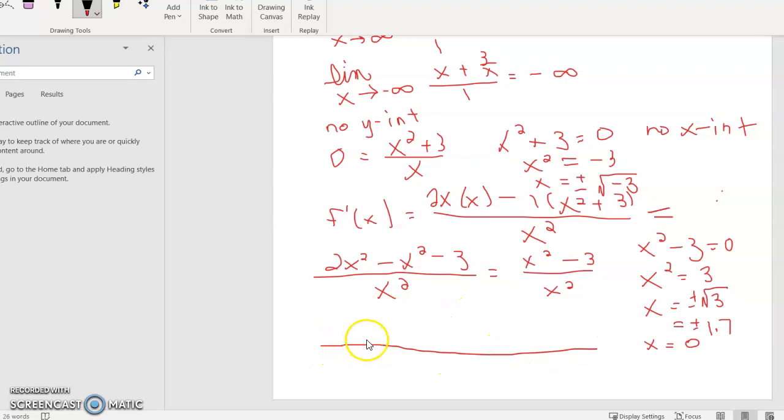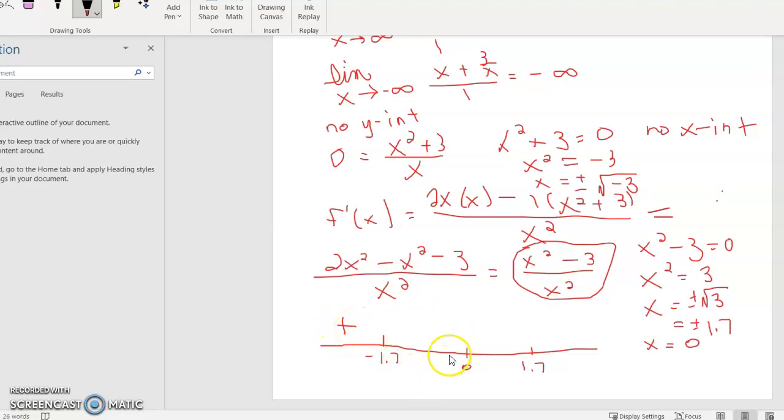So let's make our sign chart, and I'll put these in order. I'll have negative 1.7, I'll have 0, and I'll have positive 1.7. Okay, so if I choose something to the left of negative 1.7, let's say negative 3, and I plug that into our reduced version of the fraction, I'll have 9 minus 3, that's positive on top. And in the bottom, negative 3 squared is positive also. Positive over positive, this will be positive.